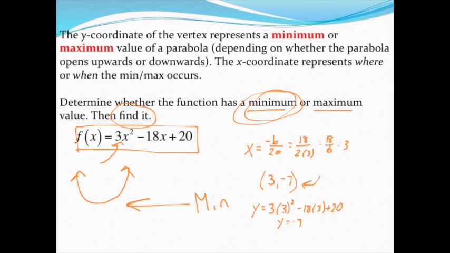When they ask for the minimum value though, technically speaking, all they really want is just the y value. So the lowest point that this parabola gets to is negative 7. The minimum is negative 7.